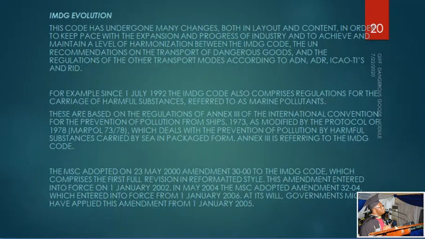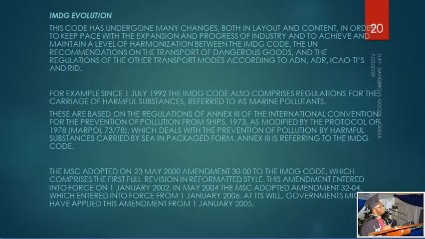Then the MSC, which is the Maritime Safety Committee, adopted on the 23rd of May 2000 an amendment, that is 30-00, to the IMDG Code, which comprises the first full revision in restructured style. This amendment entered into force on January 1st, 2002, and in May 2004, the MSC adopted Amendment 32-04, which entered into force from January 1st, 2006. At their will, governments might have applied this amendment from January 2005.